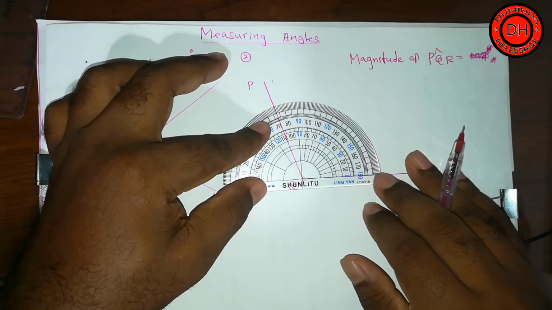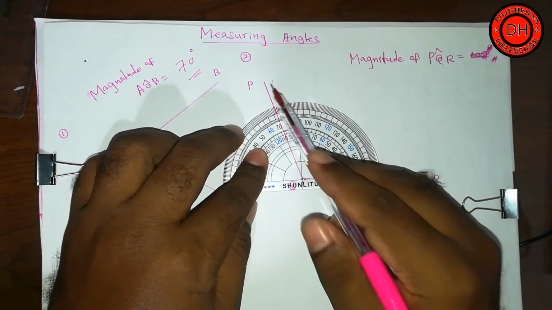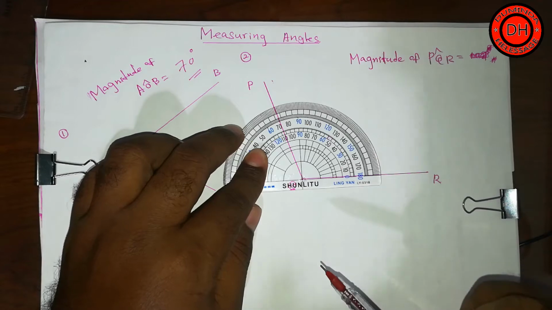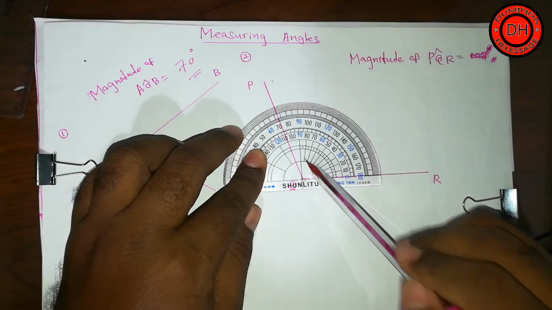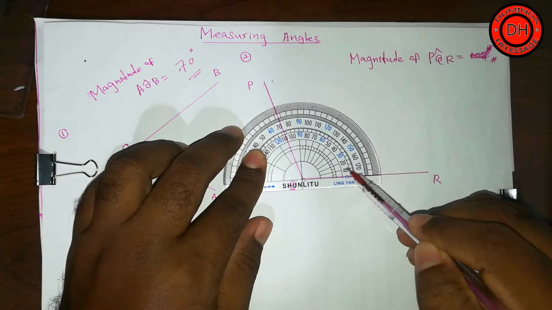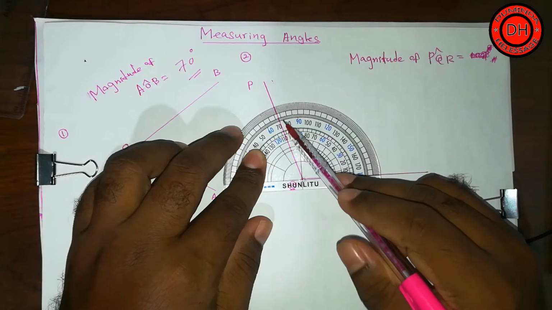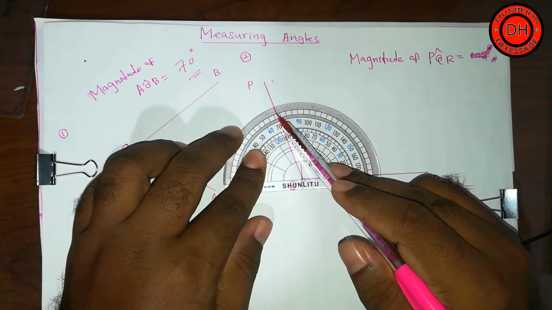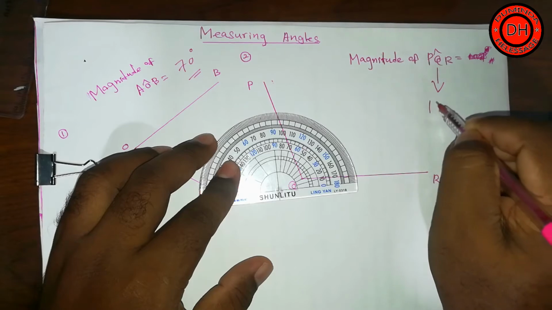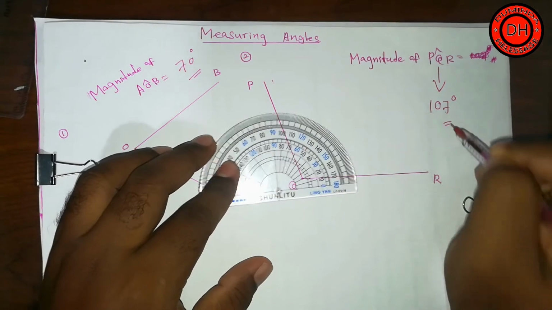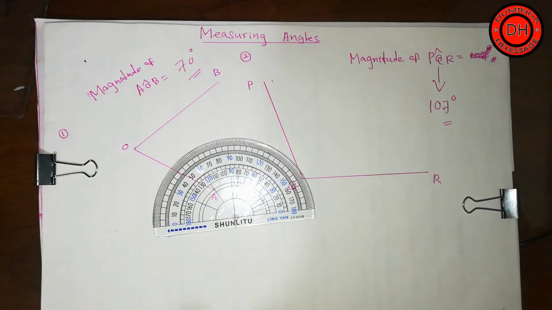Then after, we can see the arm PQ coincides with the line indicated by 107 in the inner scale. If I count 10, 20, 30, 40, 50, 60, 70, 80, 90, 100, 105, then 106 and 107. Therefore, the magnitude of the angle PQR is 107 degrees. Okay, I hope you understand that, and I'll take another example, then you will be able to understand this further.